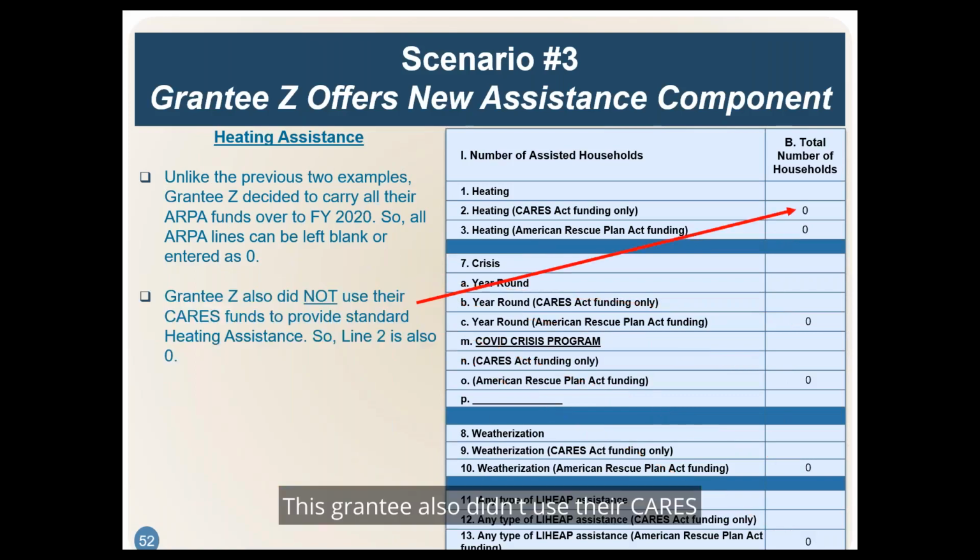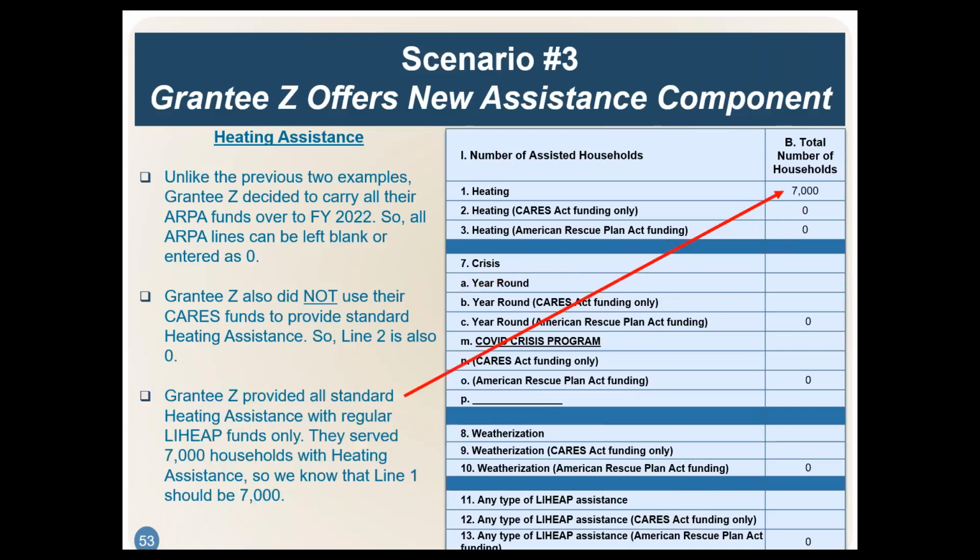This grantee also didn't use their CARES to provide standard heating assistance, so we're putting 0 on line 2. But they did provide heating assistance to 7,000 households in total. It just happened that all 7,000 were served with their regular block grant funds. So we're going to put 7,000 on line 1.